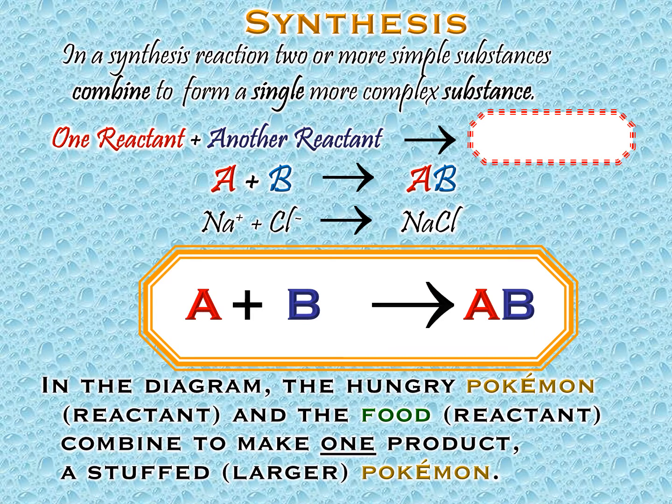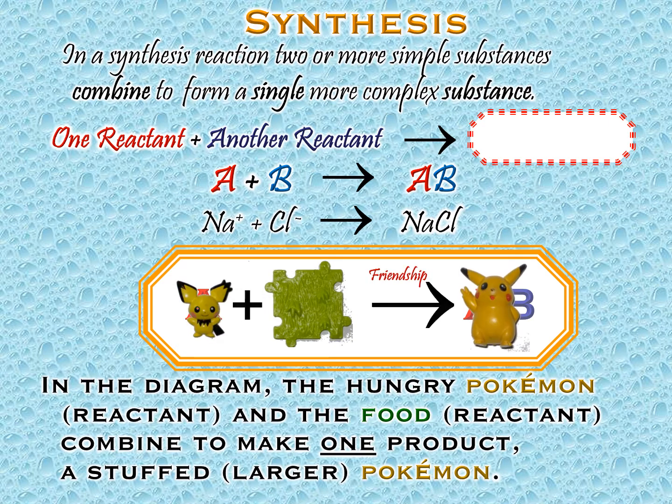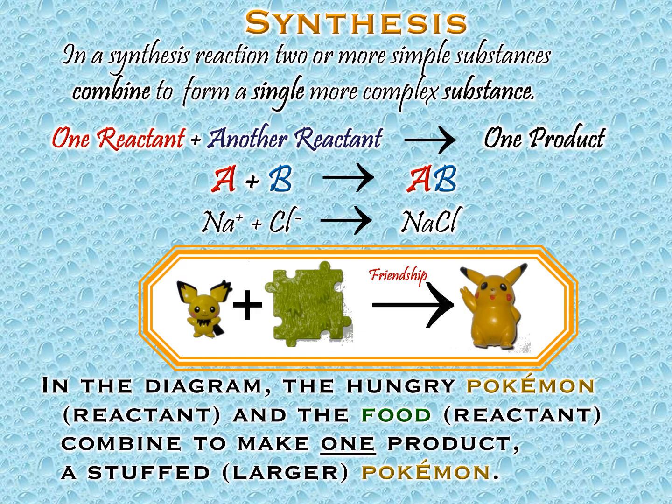The next type of reaction is called synthesis. When you synthesize something, you're putting it together. You're taking parts, putting them together into a whole. So in synthesis, you wind up with one reactant plus another reactant producing only one product. One product. So the toy version below shows a little Pichu eating something, growing bigger. It might not follow the rules of Pokemon, but it's A plus B produces compound AB.